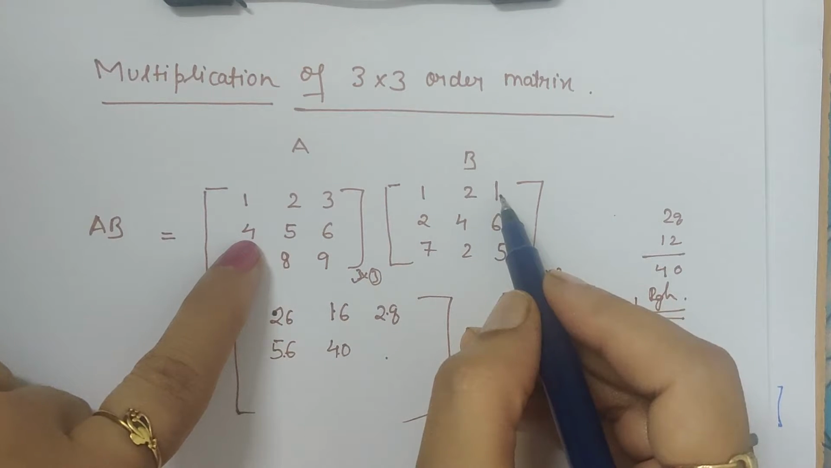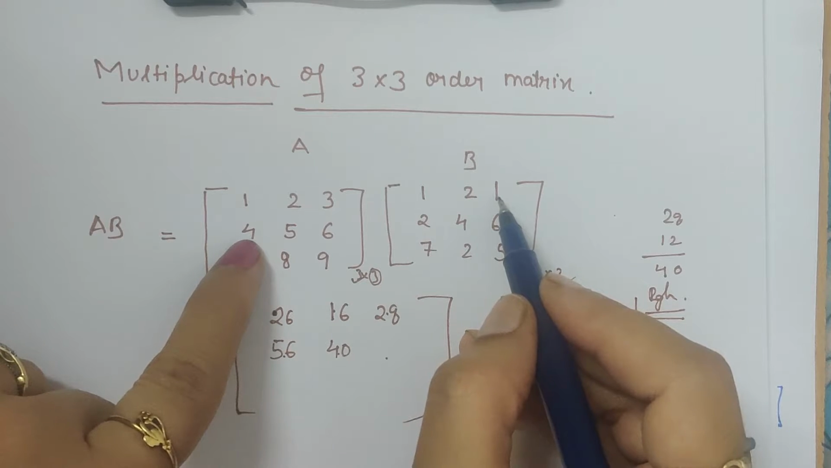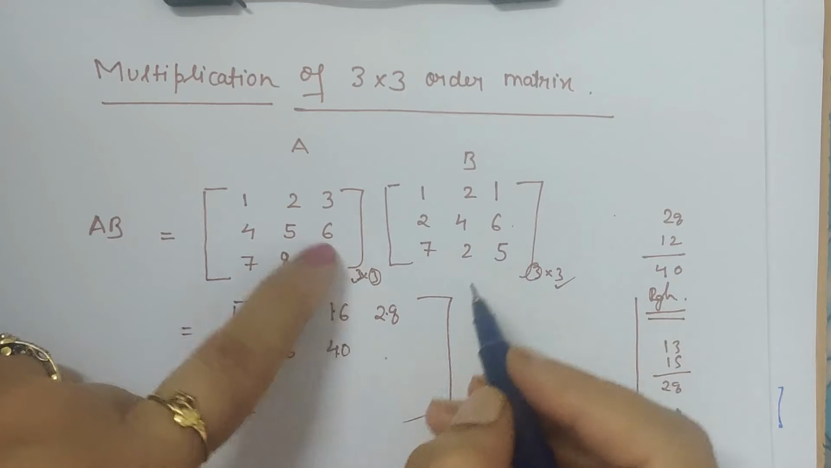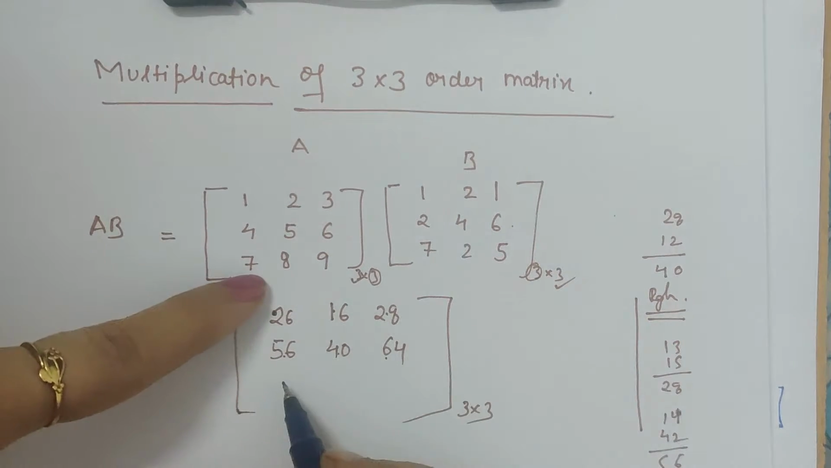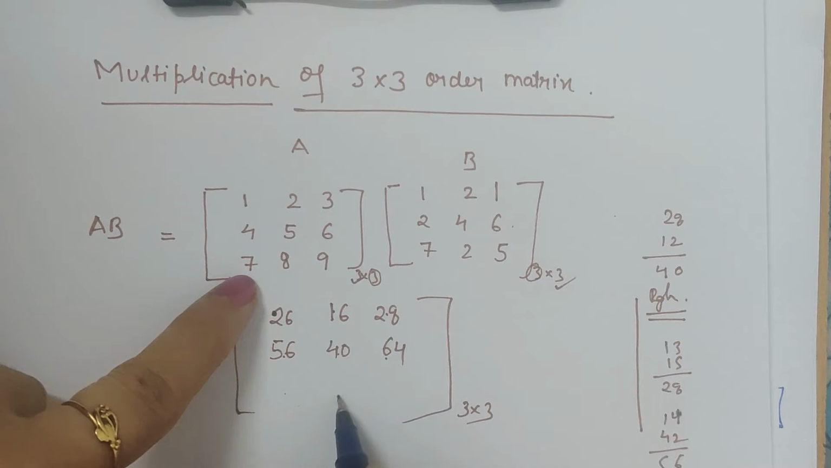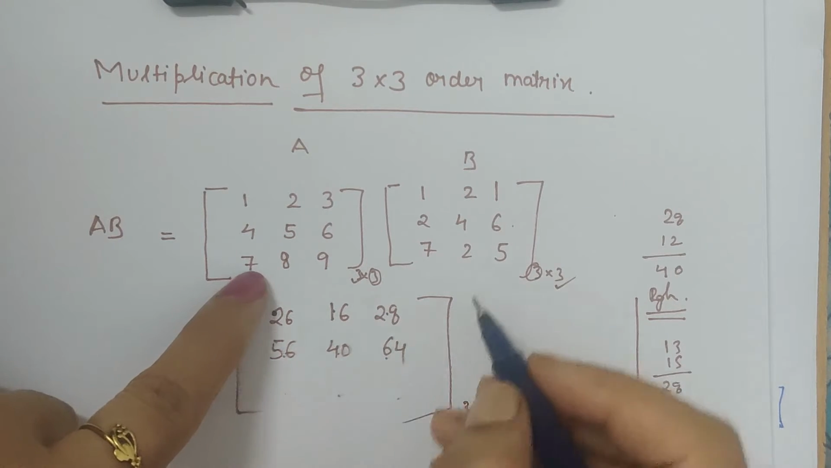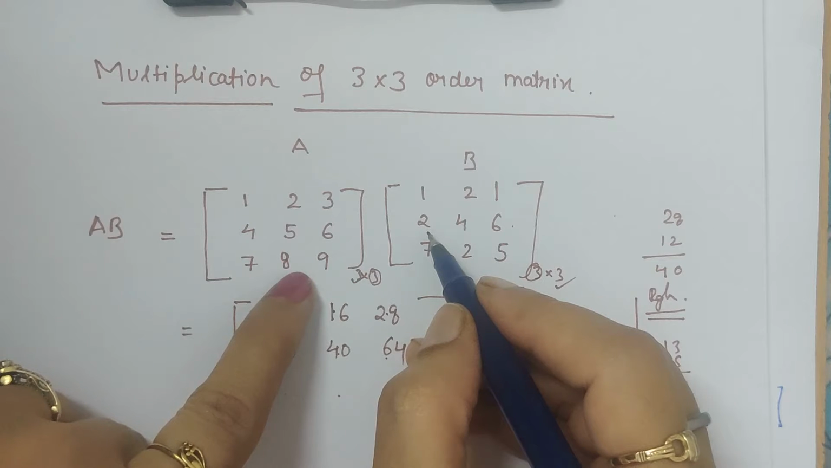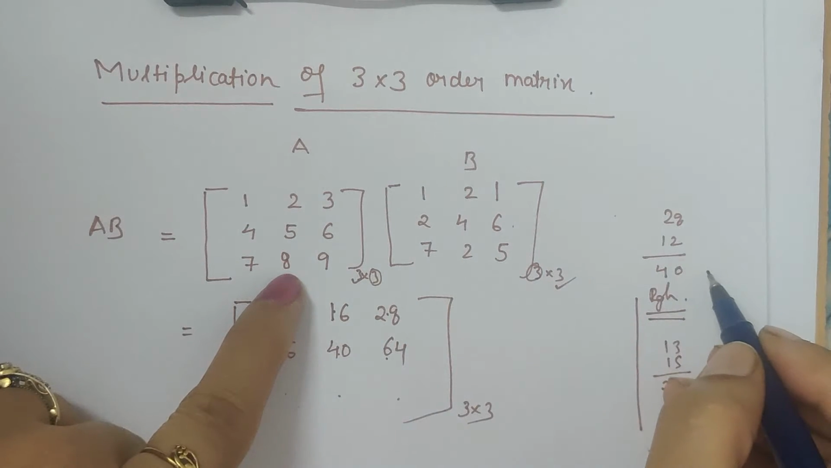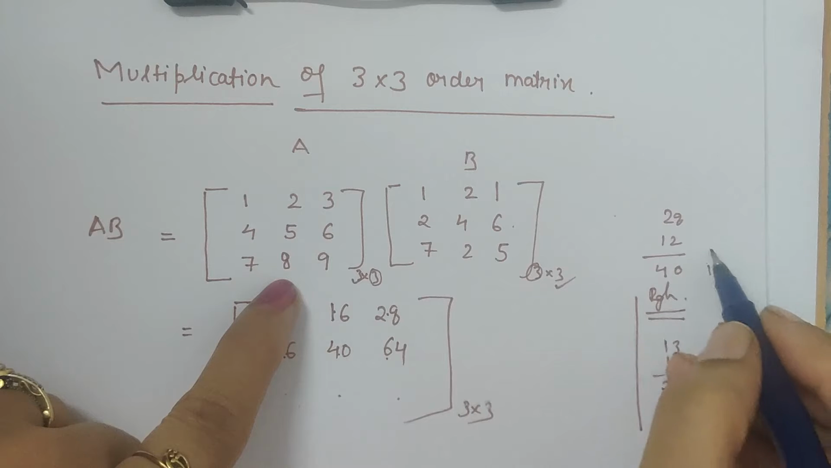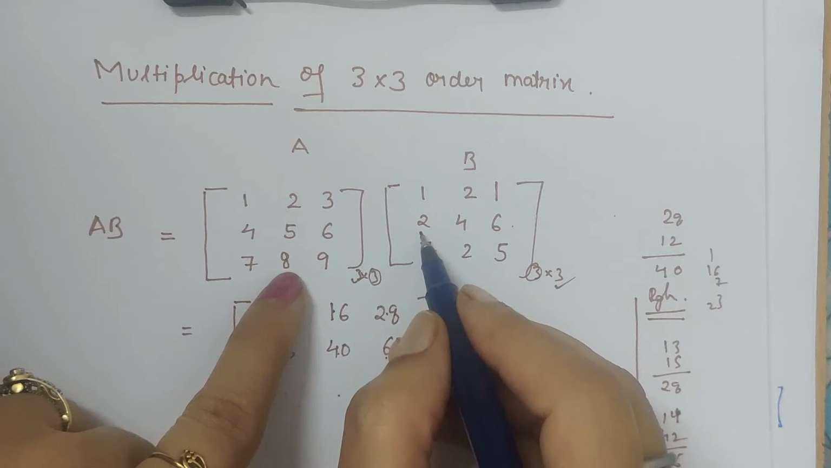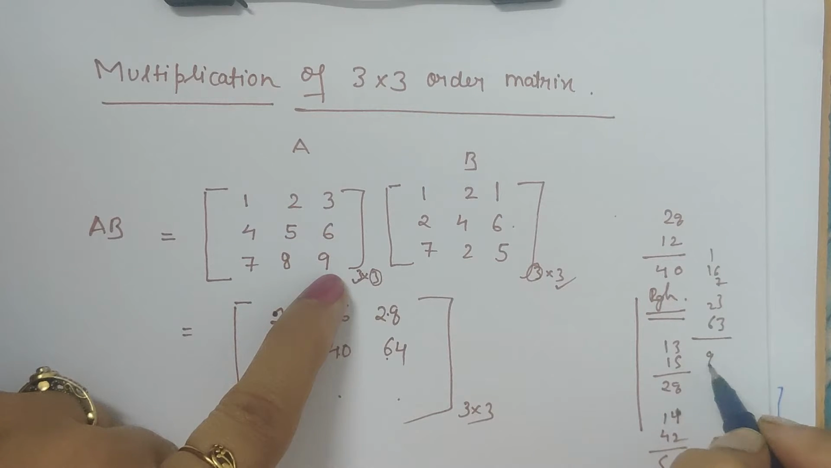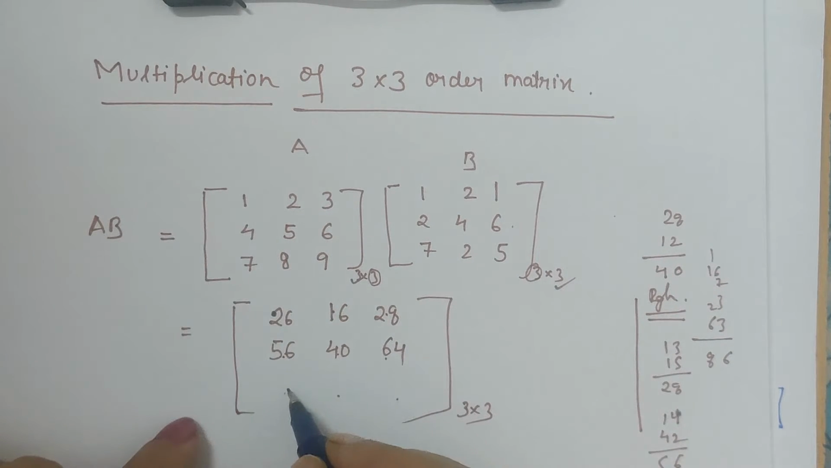Now let's do it with the third column. 4 into 1 is 4, plus 30 is 34. 34 plus 30 is 64. Now let's switch to the third row, which will give the third row elements of the resultant matrix. So 7 into 1 is 7, plus 16. 7 plus 16 is how much? 23. 23 plus 7 9s are 63. So 63, how much we get? 86. So we write 86 here.